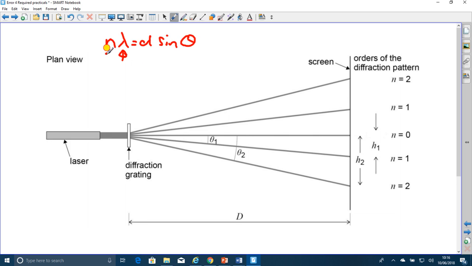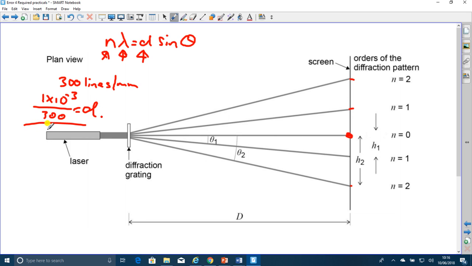Now this here is your order number. So we get our central maximum here, and then we've got n is 1, n is 2, and so on. And n lambda is d sine theta. And now this here, obviously, is our grating spacing, so it might say things like 300 lines per millimeter. So we have to make sure that we understand that means in 1 millimeter there are 300 lines, and therefore we know what the distance between them is.